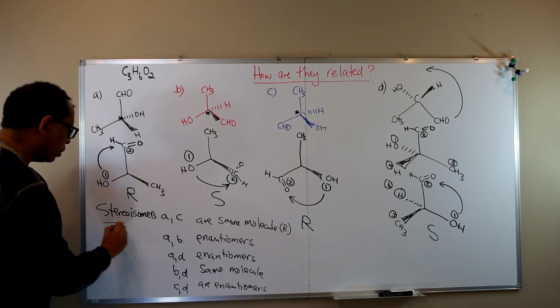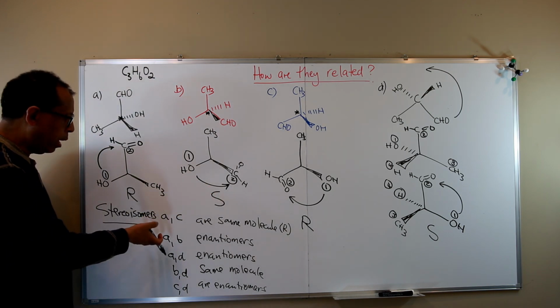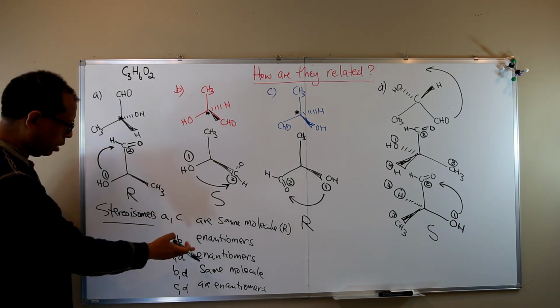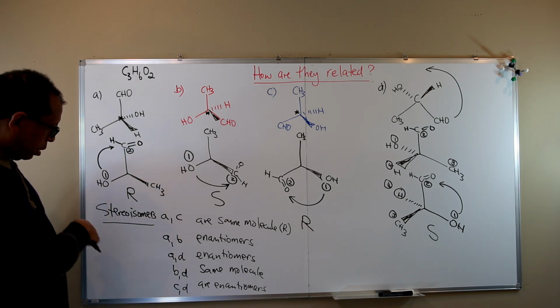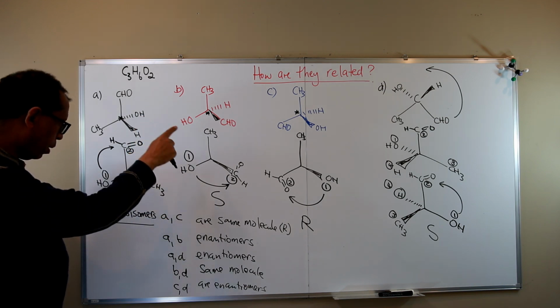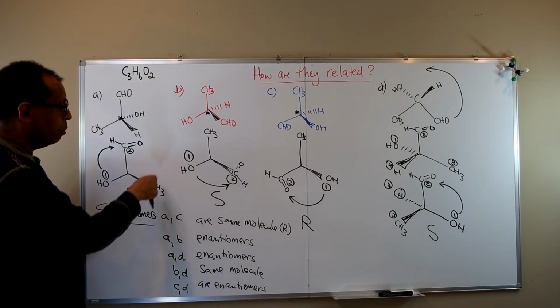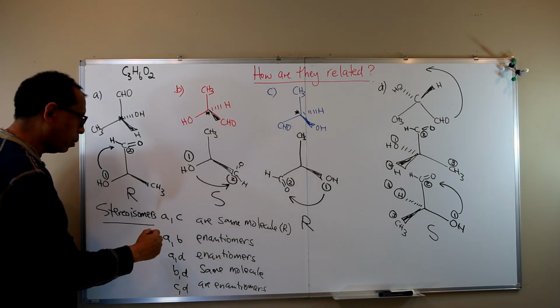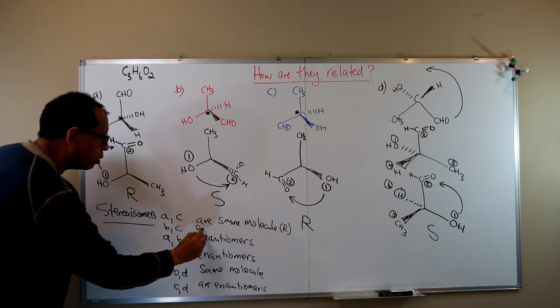and their particular relationship: A and C are the same molecule, AB are enantiomers, AD, BD, CD. How about A and D? We have already established that. B and C, we can also establish B and C. B and C are enantiomers as well, so I will just add it here. B, C are enantiomers.